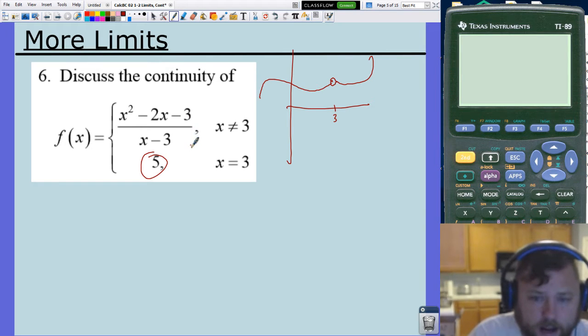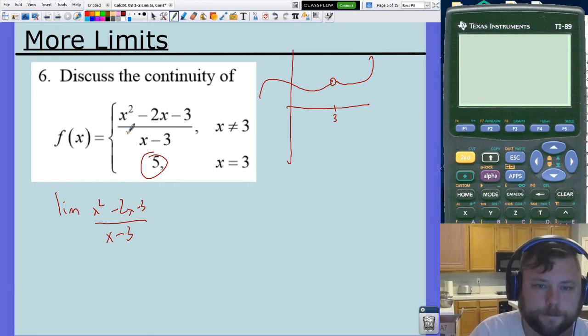That's what's going on with this. How do you figure that out? Well, plug in 3 for the top one, and we just find the limit for this. Figure out what the limit is for this. And if it's 5, you're going to be good. So limit as x approaches 3 of x squared minus 2x minus 3 over x minus 3. Okay, so you plug in as x approaches 3.